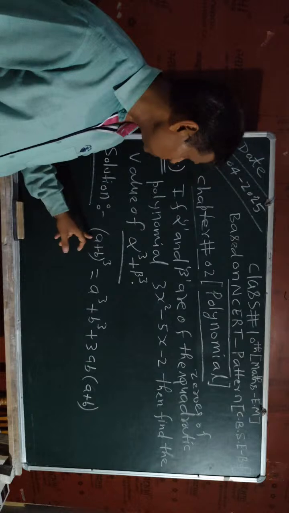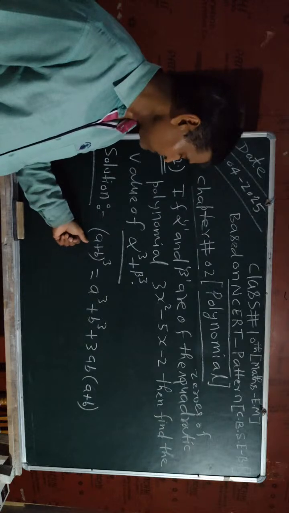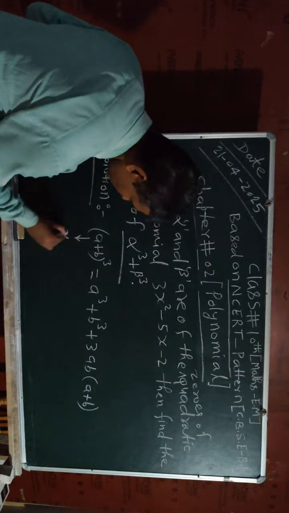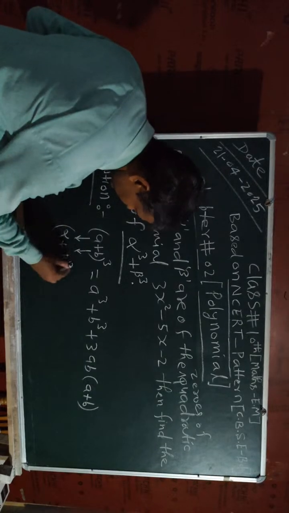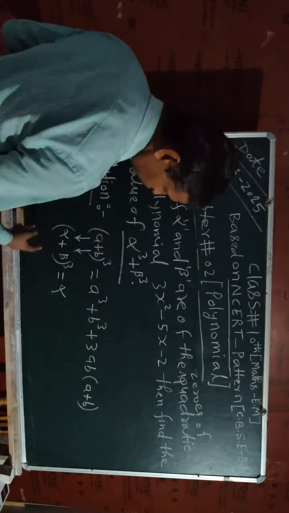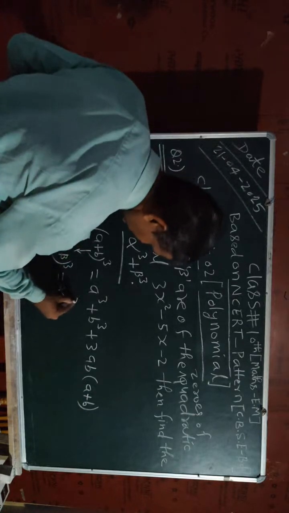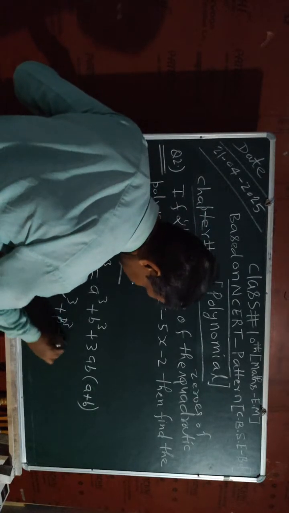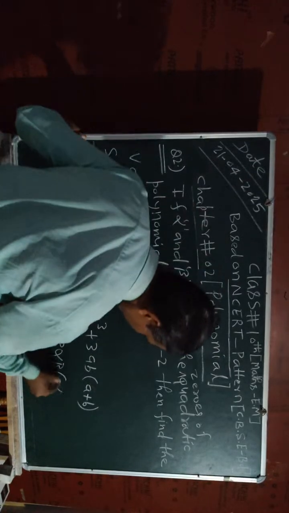Now in the place of a you have to write alpha, and in the place of b you have to write beta, so you will write alpha plus beta whole cube, which is equal to alpha cube plus beta cube plus 3 alpha beta, in the bracket alpha plus beta. The same formula you will utilize, only you have to replace a by alpha and b by beta.